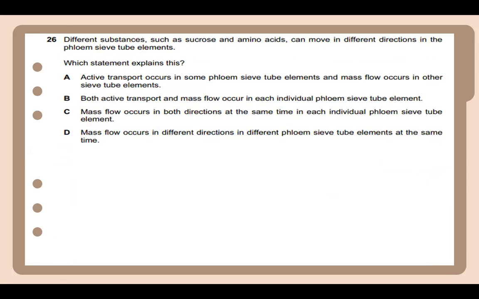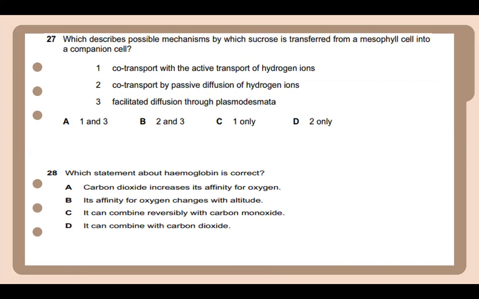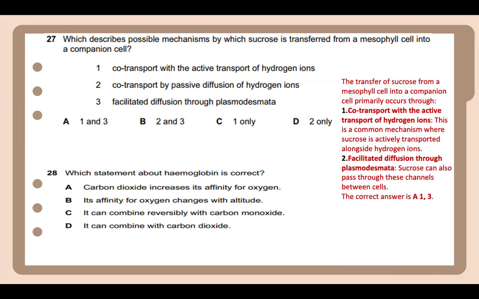Different substances such as sucrose and amino acid can move in different directions in the phloem sieve tube element. Which statement explains this? Mass flow occurs in different directions in different phloem sieve tube elements at the same time. Which describe possible mechanism by which sucrose is transferred from a mesophyll cell into a companion cell?